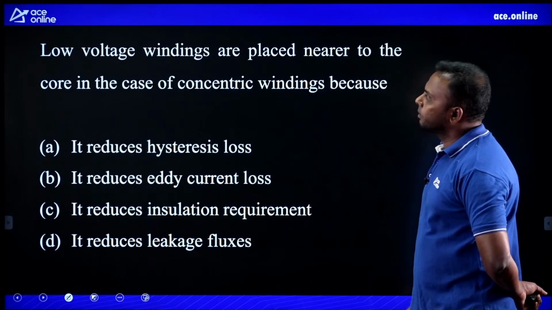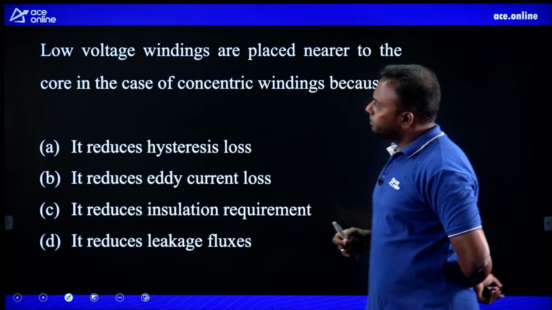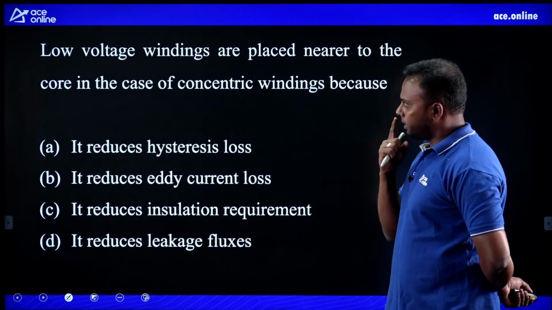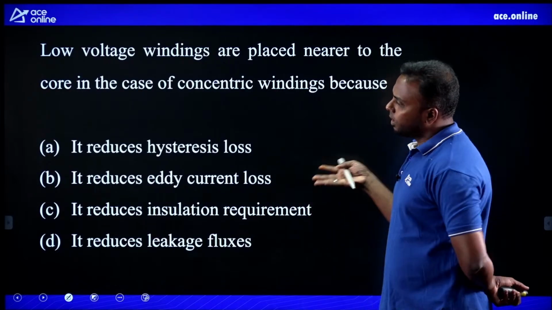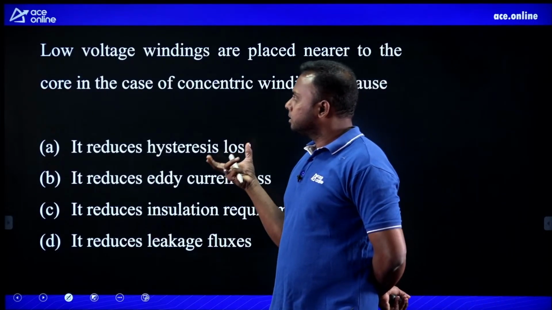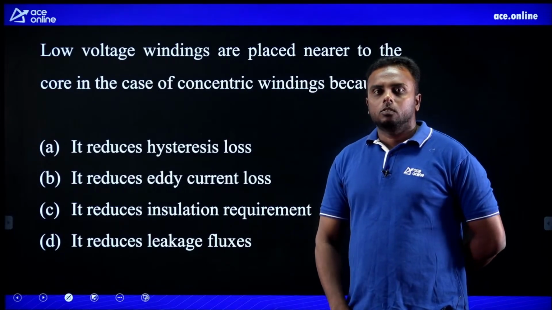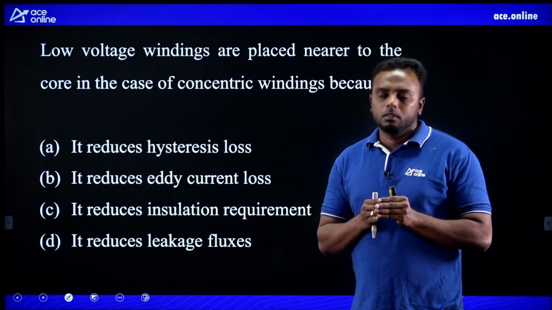Next question. Low voltage windings are placed nearer to the core in case of concentric windings because of dash. LV windings we place near to the core. Okay, what happened with this? Because of this, what will happen? It reduces hysteresis loss. So why do we mainly put the LV winding near the core? Due to some advantages. What is that?